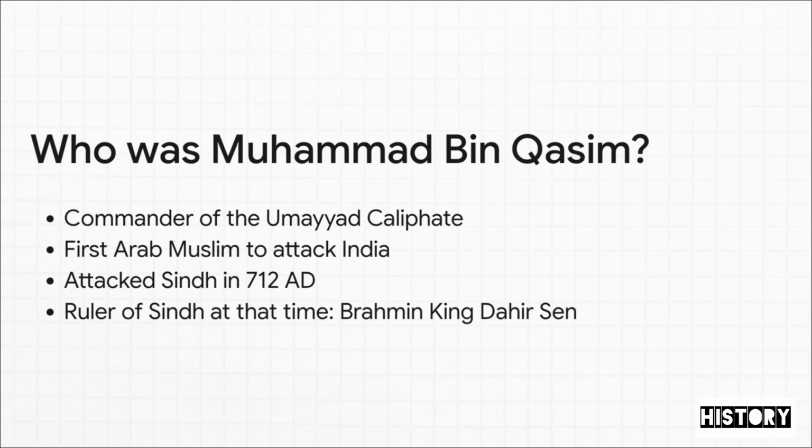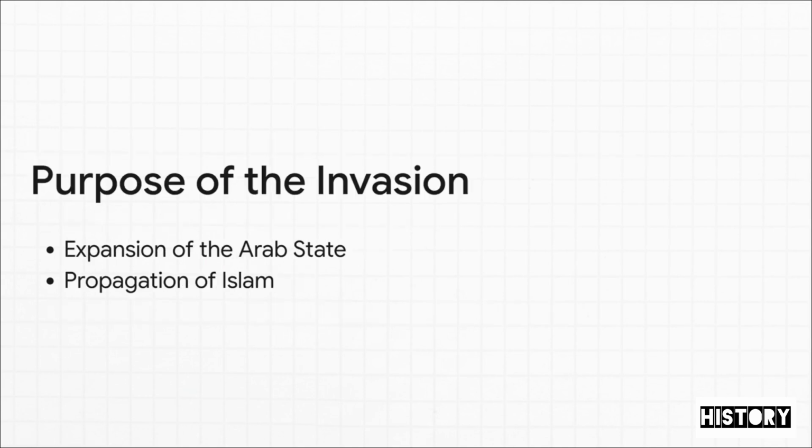Well, he was a commander for the Umayyad Caliphate, which was one of the most powerful empires of its time. And in 712 AD, he led the first major Arab attack on India by invading Sindh, where he defeated the ruling king Dahir Sen. But what was the purpose of this invasion? Why did he attack? There were really two main objectives here. First, to expand the Arab state, and second, to spread Islam.